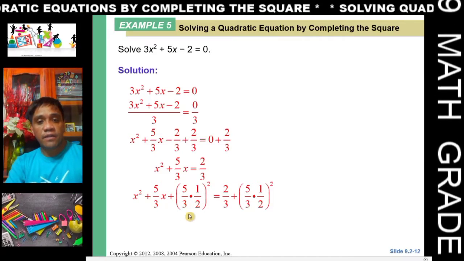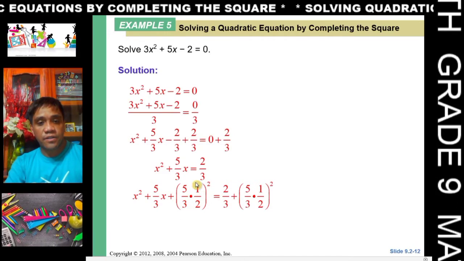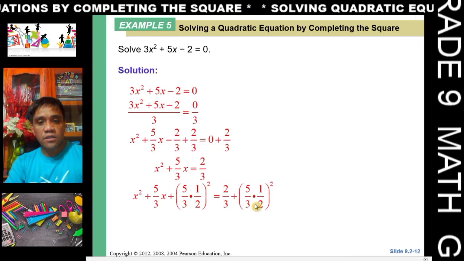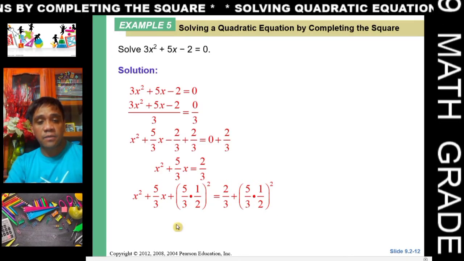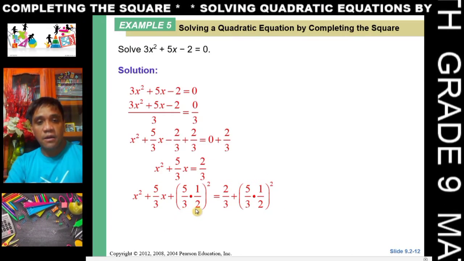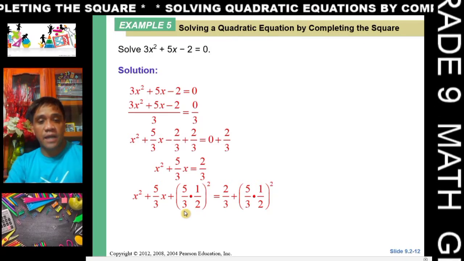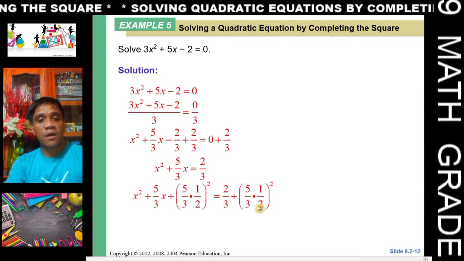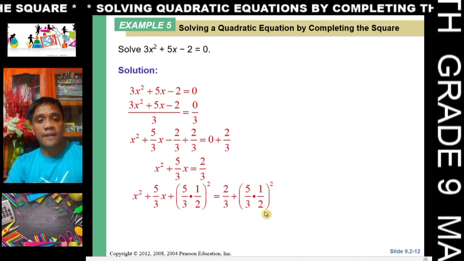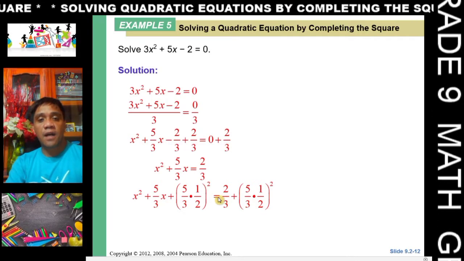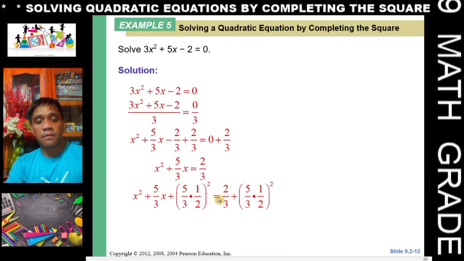Then whatever the value added on the left side, we also copy on the right side. Whatever is added on the left side is still the same value that must be added on the right side, because accordingly they must remain equal.